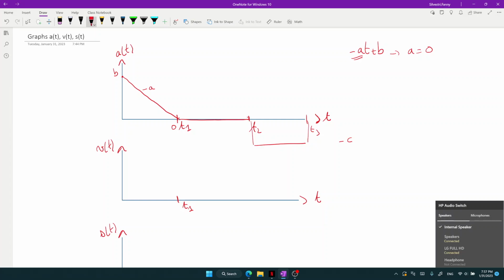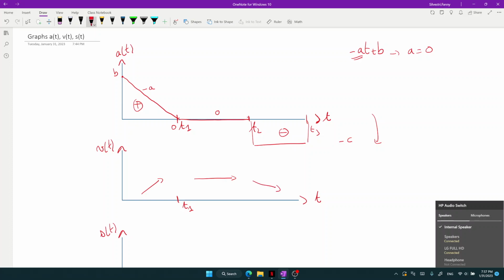Now, how do we go from the graph of acceleration to the graph of v of t? What do we see? We see that the acceleration is positive. If the acceleration is positive, it means the velocity will increase. If the acceleration is 0, the velocity will be constant. If the acceleration is negative, the velocity will decrease.